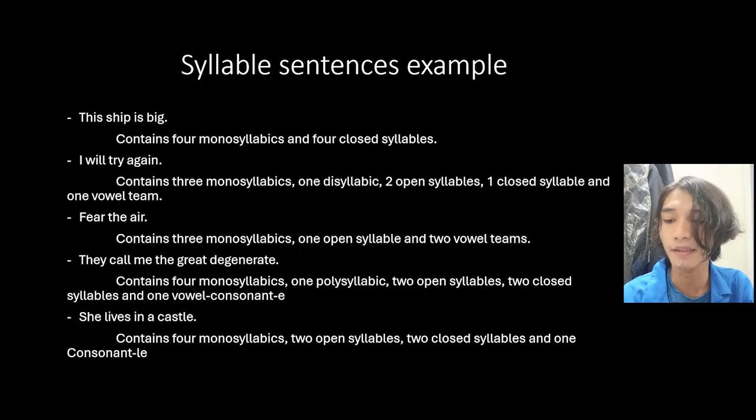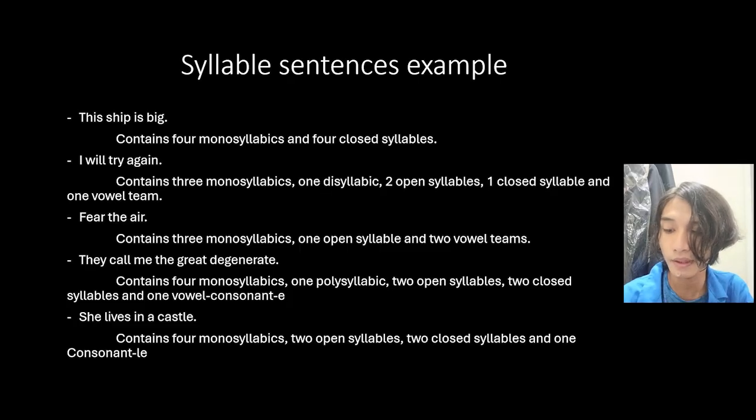The third is: fear the air, contains 3 monosyllabic, all of those 3 are monosyllabic, 1 open syllable, the open syllable is the, and the 2 vowel teams are fear and air. The fourth one, they call me the great degenerate, contains 4 monosyllabics, they call me, and the, and 1 polysyllabic, that is degenerate, 2 open syllables, me and they, the, 2 closed syllables, they and call, and the vowel consonant e, degenerate.